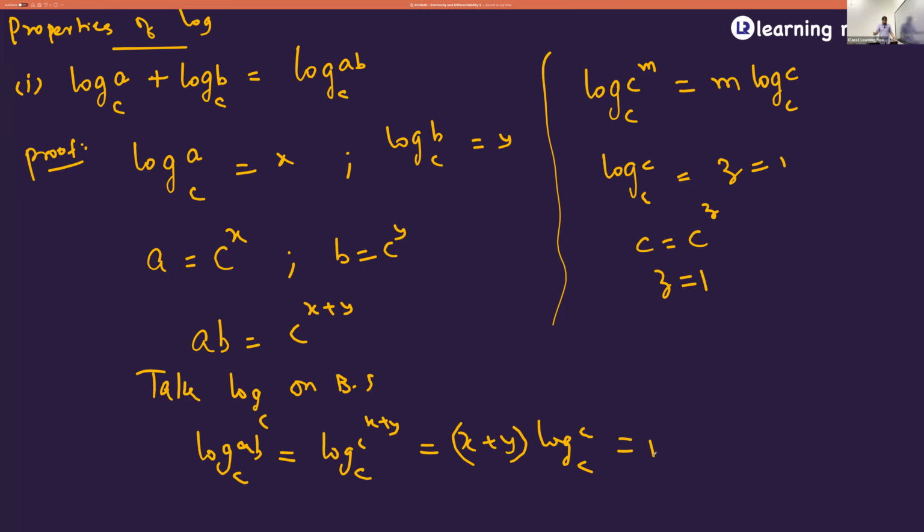So one thing to be remembered, what do I have on left side? Log ab base c. But what do I have on right hand side? x plus y into 1. Sorry, it is x plus y into 1. What is x actually? Log a base c. And what is y? Now we are able to understand why the identity works.